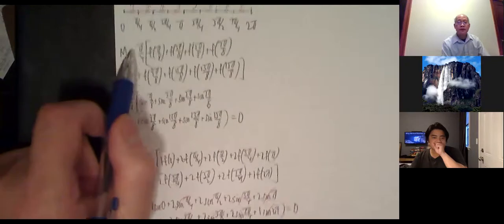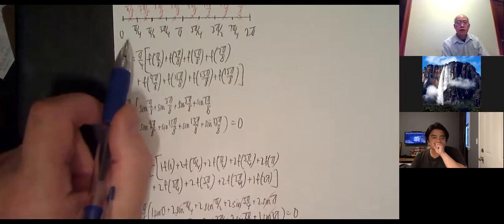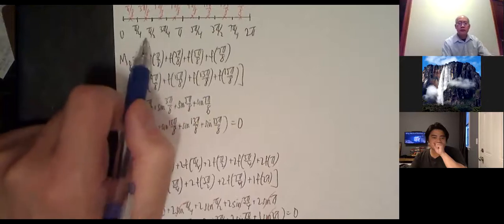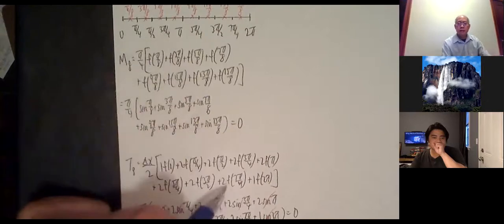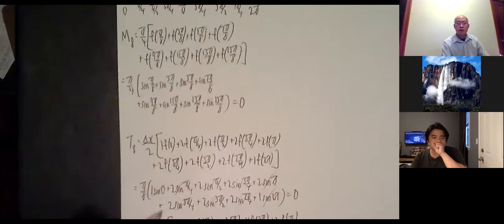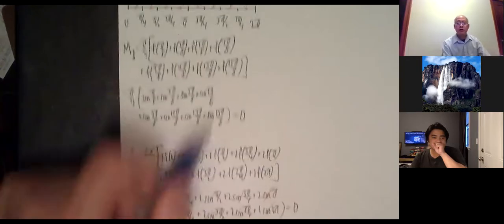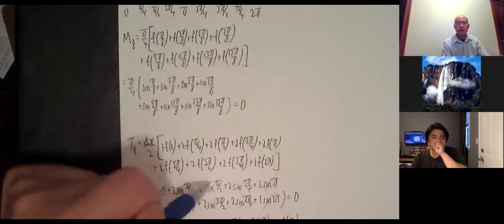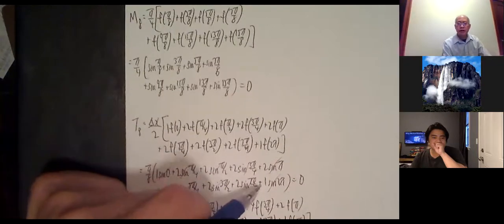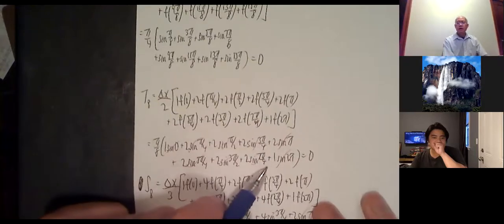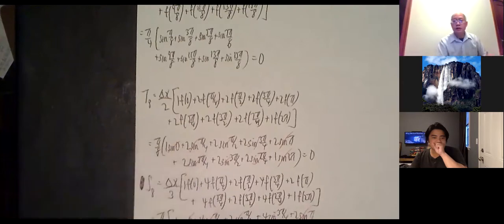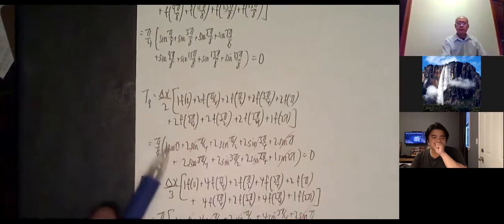So f of 0, and then 2 times sine of pi over 4, 2 times sine of pi over 2, 2 times sine of 3 pi over 4, 2 times the sine of pi, 2 times the sine of 5 pi over 4, 2 times the sine of 3 pi over 2, 2 times the sine of 7 pi over 4, and then 1 times the sine of 2 pi. Okay, you could punch it in your calculator, but actually everything cancels out. Let's see if I can convince you of that.